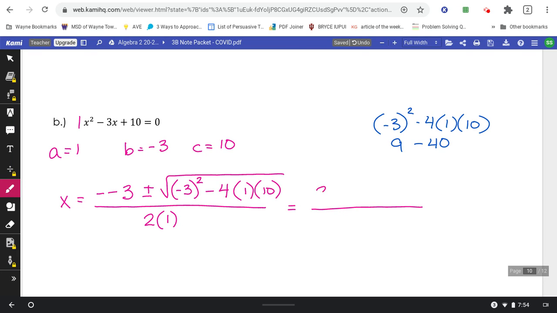All right, so let's pick up the rest of the problem. I've got 3. This double negative turned positive. Bring down the plus or minus sign. And then 9 minus 40, that answer is going to be negative 36. That's what goes underneath my square root bar. And then in the denominator, 2 times 1 is 2.